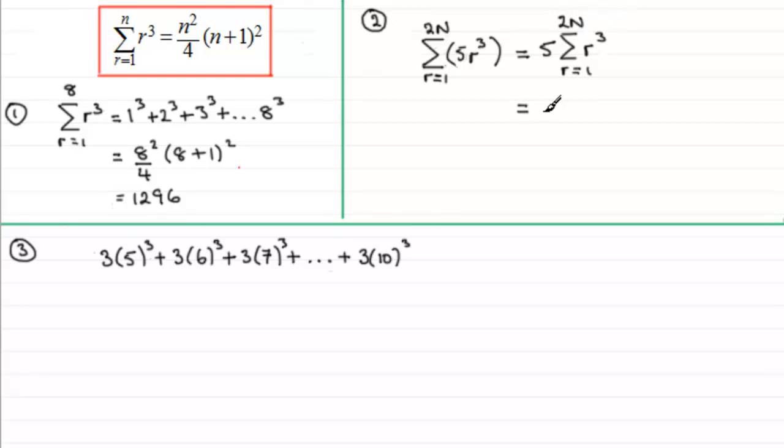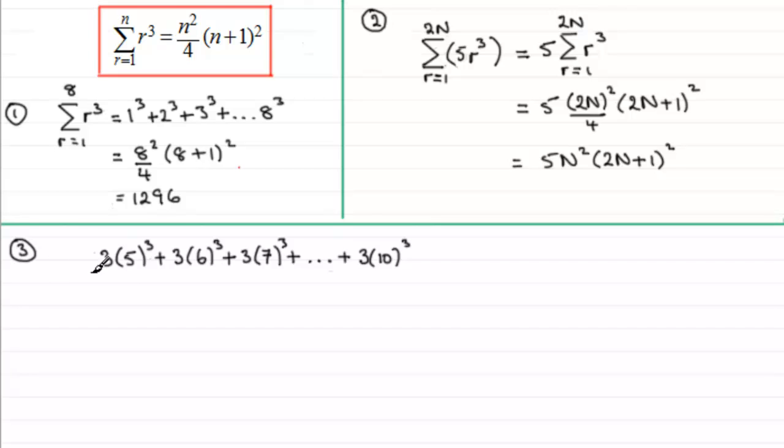All that changes really is that it's going to be 5 times the result that we get when we substitute 2n in place of n. So we've got 5 times 2n all squared divided by 4, multiplied by 2n plus 1 all squared. Well, 2n all squared is 4n squared, and you can divide by the 4, so it just leaves you with n squared. So 5 times n squared multiplied by 2n plus 1 all squared. And I'd leave it like that.